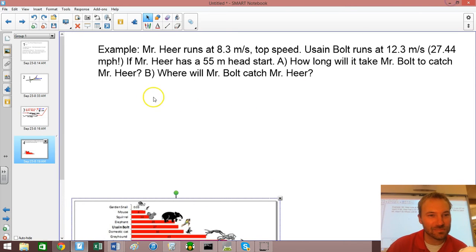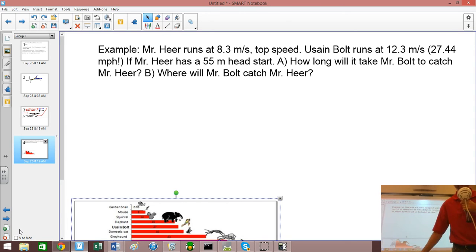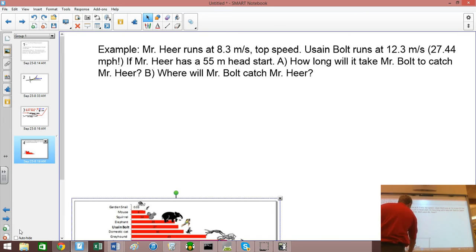Let's go back to the question. Now, this question, at first, seems kind of tricky. There's a few ways to do this problem. One way is to just brute force it the caveman way, where you make a table and you're like, okay.